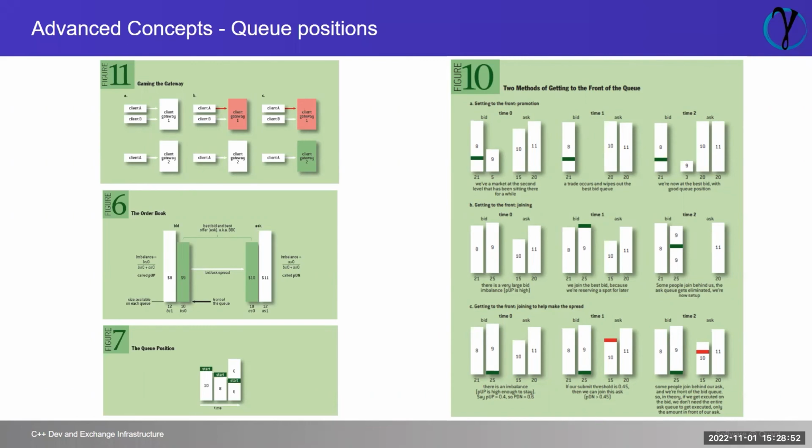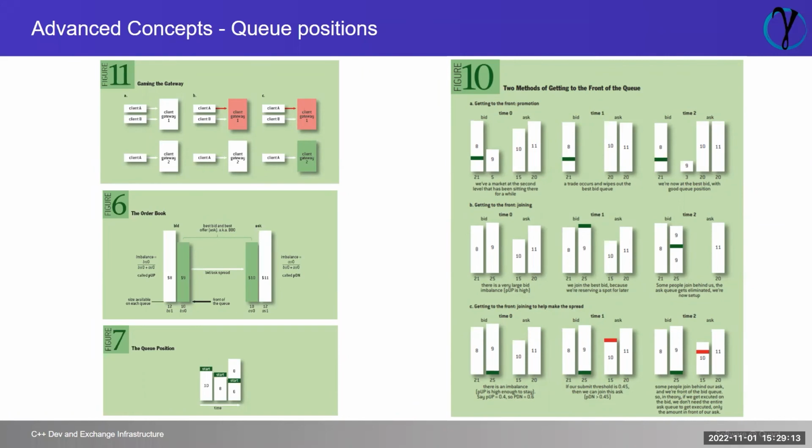Okay, I probably should have flipped 6, 7, and 11 here. But we're going to really quickly talk about queue position. So I want you to look at figure 6 here. This is what your BBO and next BBO would look like for your queue, and of course you only care about the top two.